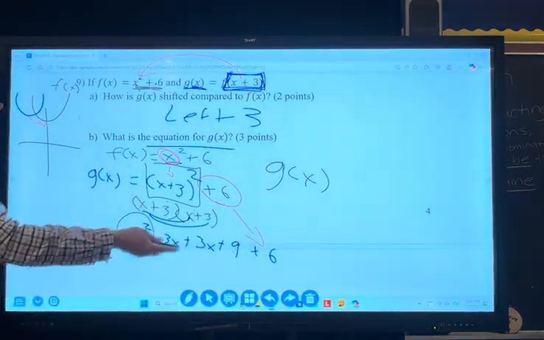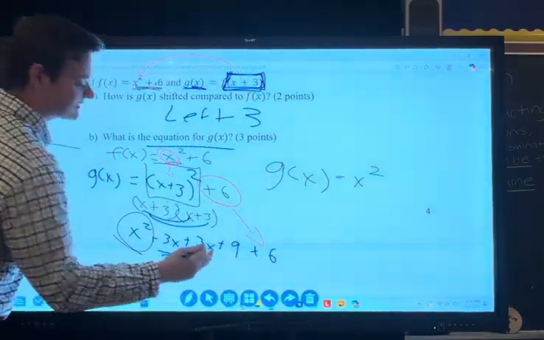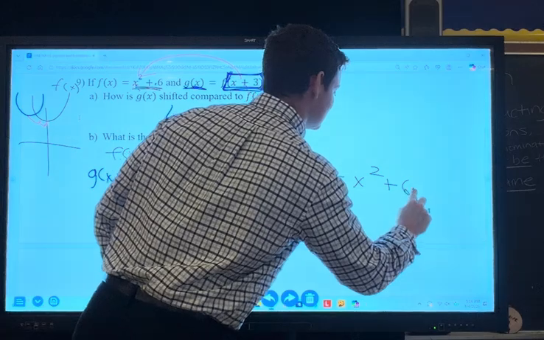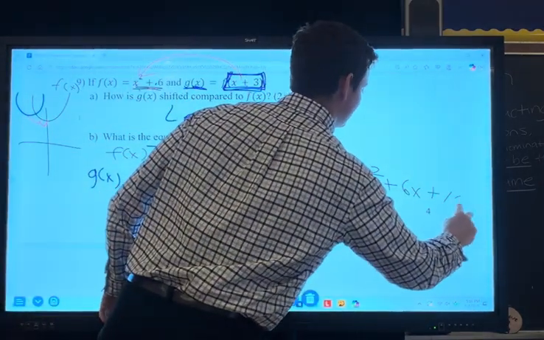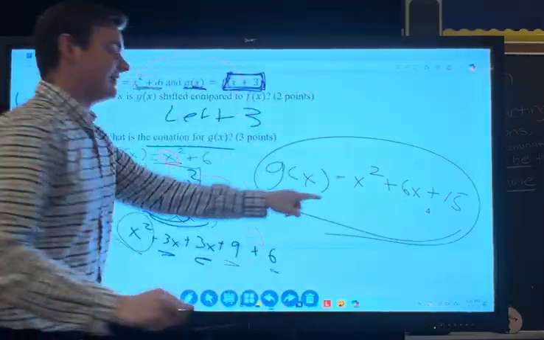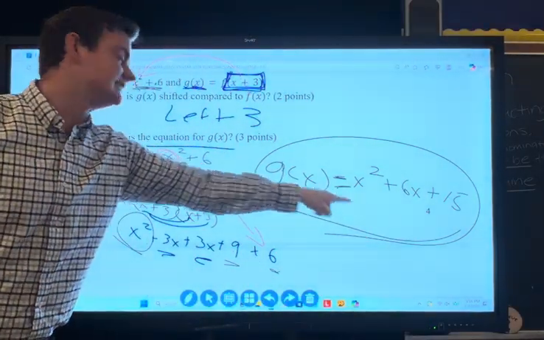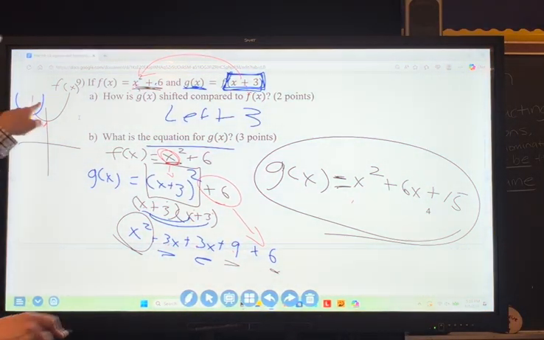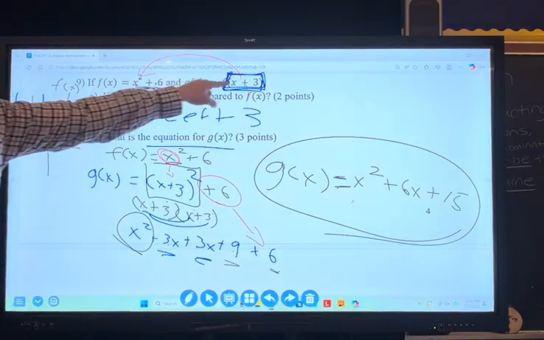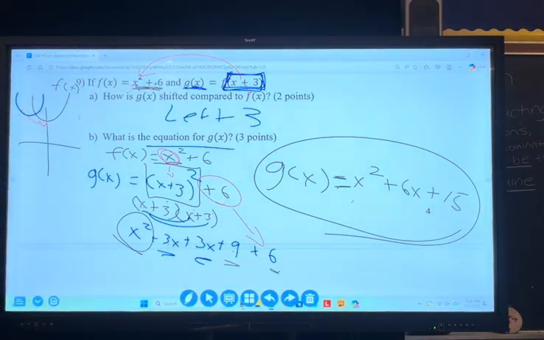X squared doesn't have any like terms, so it stays x squared. 3x and 3x combine to be 6x. 9 and 6 combine to be 15. And this is an equal sign. This is the equation for this blue parabola over here. I was able to find it by plugging x plus 3 wherever I saw an x into there.